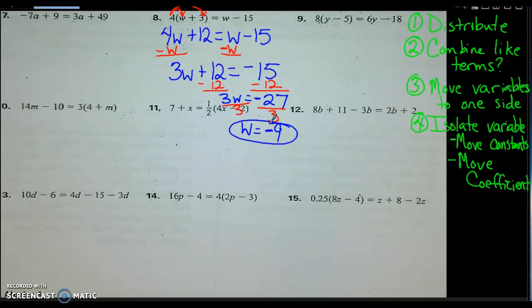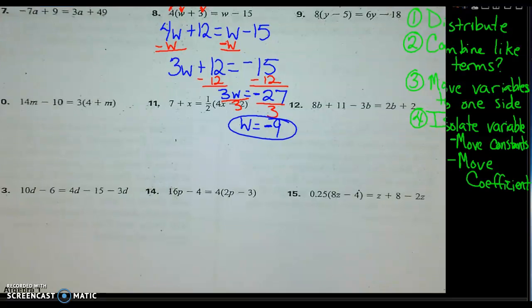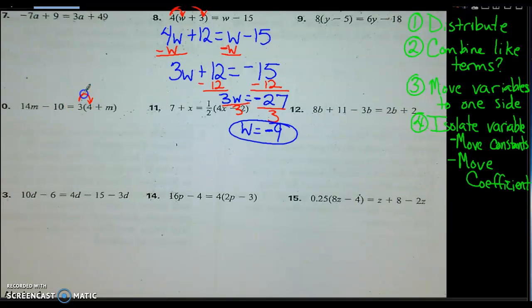Now, let's go ahead and look at number 10. Okay, number 10, do I have to distribute? Yes, I do. So I'm going to distribute right here. So, 3 times 4 is 12. 3 times m gives me 3m. Then I'm going to bring everything else down.